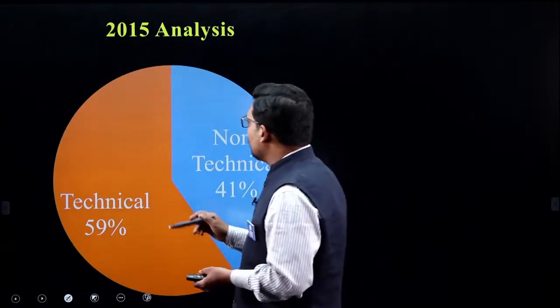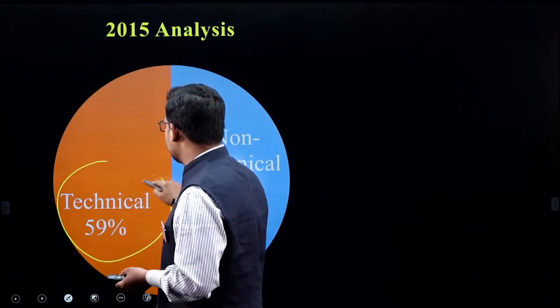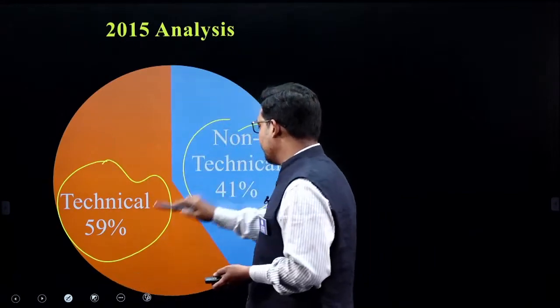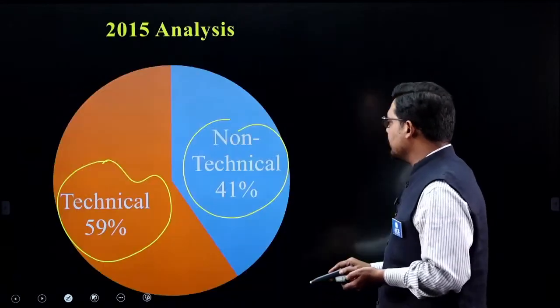the 2015 paper is somewhat not very well balanced. We have 59% and 41% weightage here.